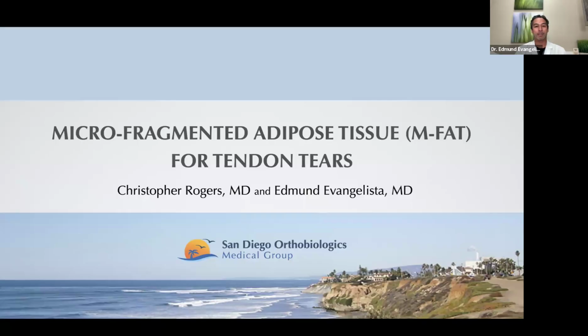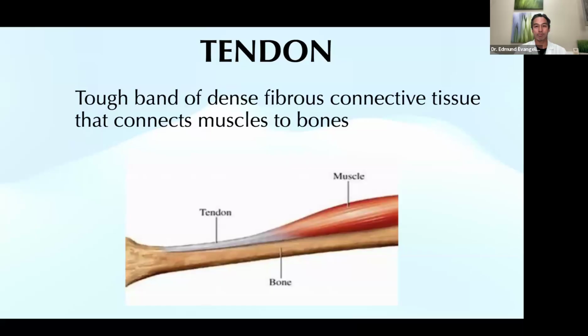I'll be talking about micro-fragmented adipose tissue, or MFAT, for use in treating tendon tears. So first, a brief review of the anatomy. Tendon is a tough band of dense fibrous connective tissue that connects muscles to bones.